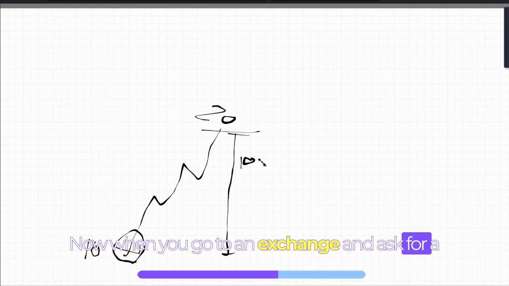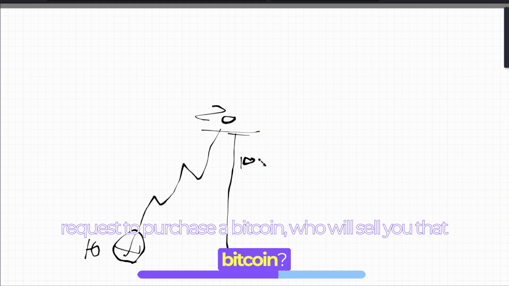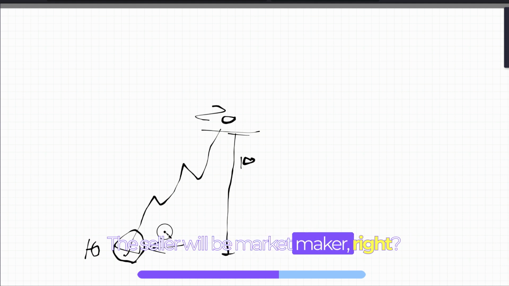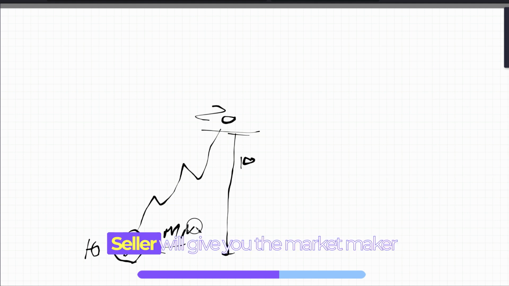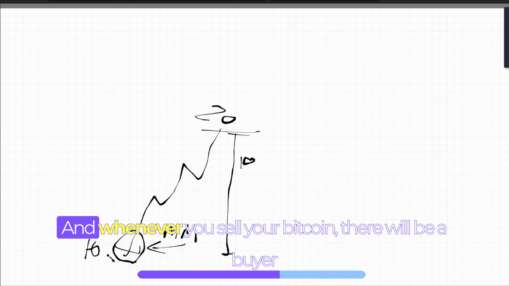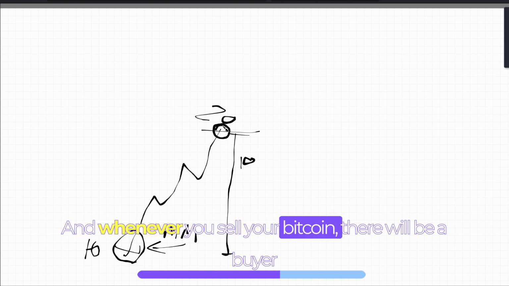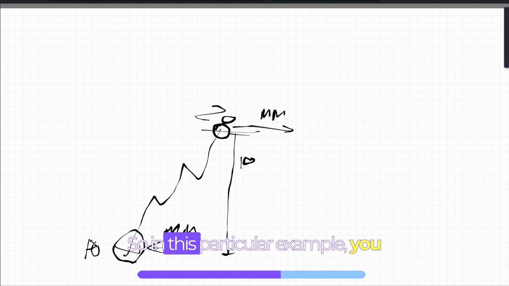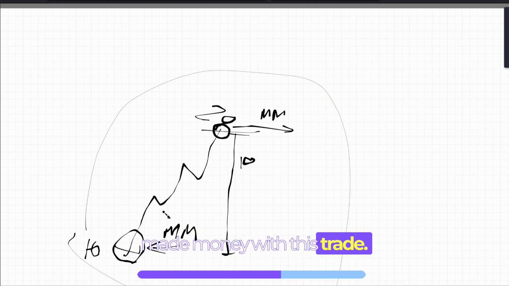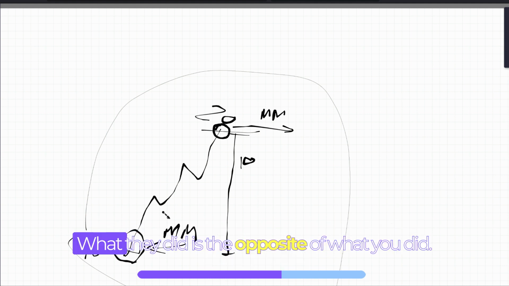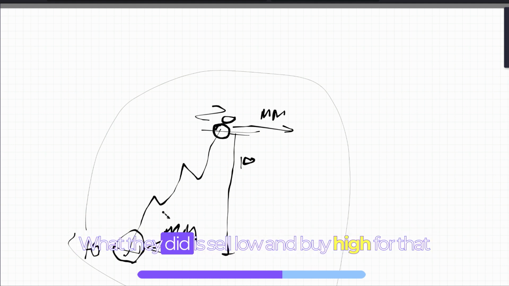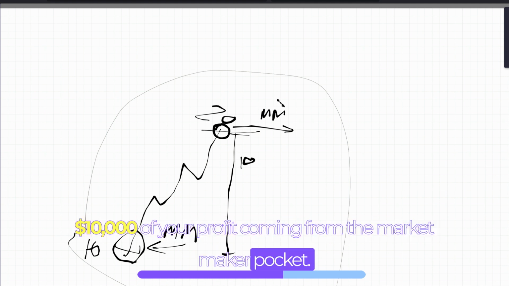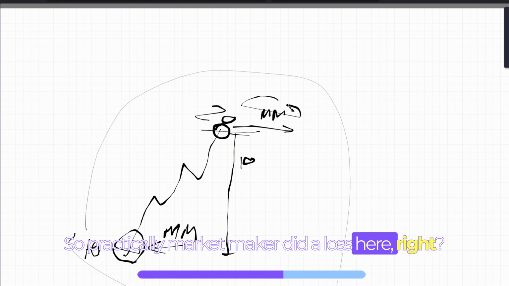Now when you go to an exchange and request to purchase a Bitcoin, who will sell you that Bitcoin? The seller will be the market maker. The market maker will sell to you at the price of the market. And whenever you sell your Bitcoin, there will be a buyer for it, and that buyer will be the market maker. So in this particular example, you made money with this trade, but understand it from the market maker's perspective. What they did is the opposite of what you did. You buy low and sell high. What they did is sell low and buy high. So that $10,000 of your profit came from the market maker's pocket, so practically the market maker made a loss here.